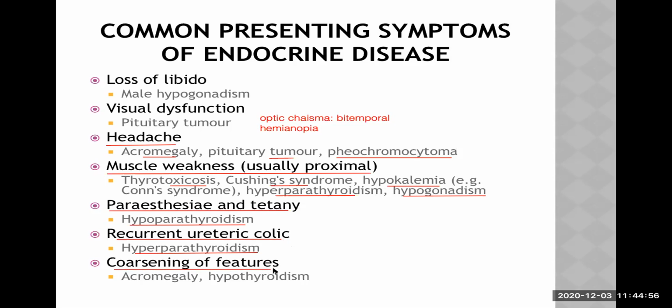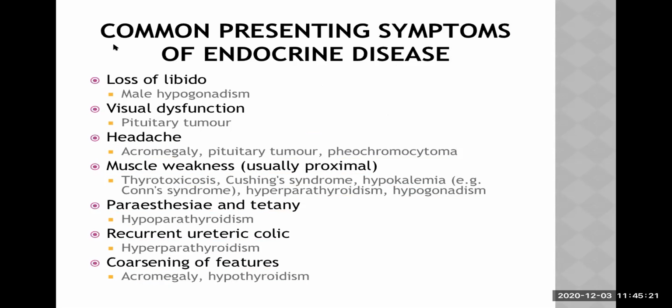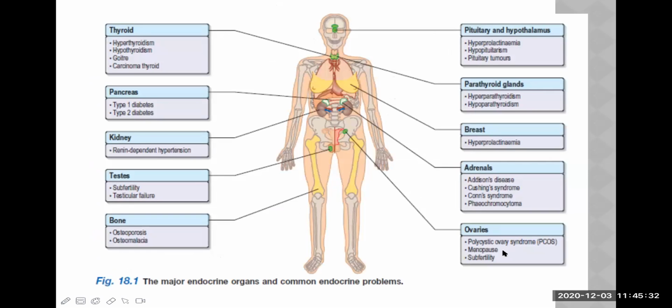Coarsening of the features is seen in acromegaly and hypothyroidism. Coarsening means the skin looks very thick, and the skin loses its elasticity. There is deposition of certain substances there, which very commonly occurs in hypothyroidism, also known as myxedema, and in acromegaly also. So all of these can be asked as a question in the exam, so please pay attention. Let's move on.